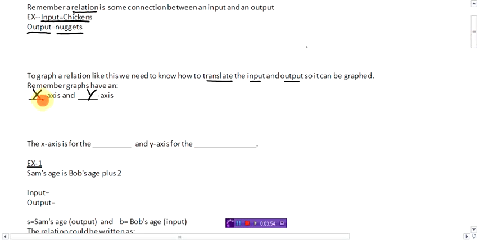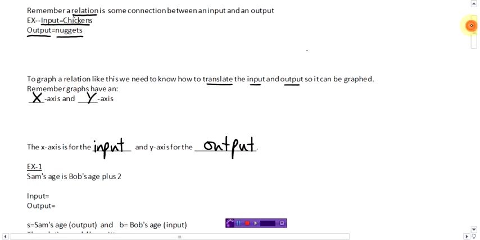So translating graphing language to relation language, the graph has an x-axis, and that is for the input values. That's what you're putting in. You put an x value into the relation machine, and you get out, the output is a y-axis or a y value. So the y-axis is for the outputs.